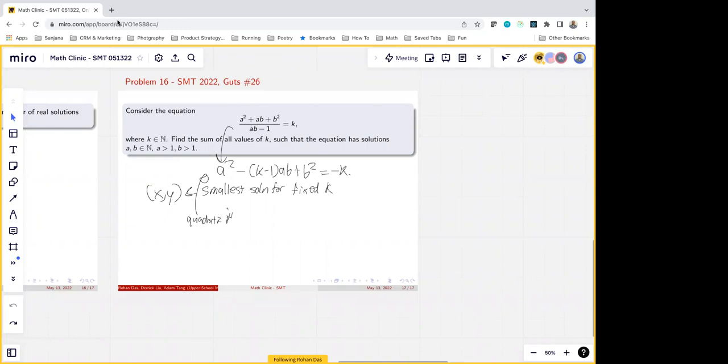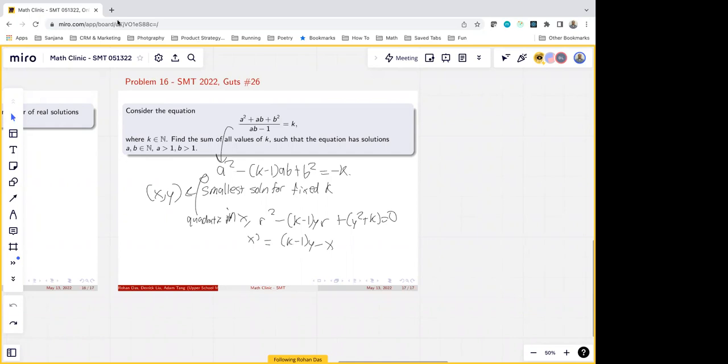Then we have r squared minus (k minus 1)yr plus y squared plus k equals 0. This is the quadratic of which solutions along with y generate the same value k. And we already know x is one of these solutions. Therefore, the other solution, which we can call x prime, is (k minus 1)y minus x by Vieta's formulas, specifically the sum of the roots.